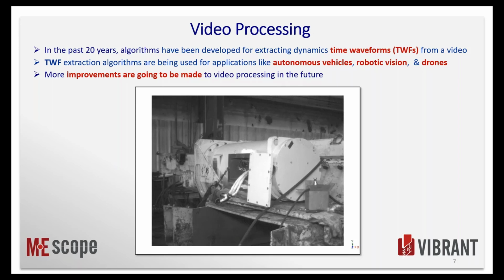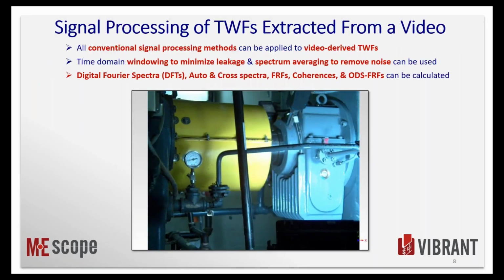We are using an algorithm in MEscope that's commercially available, and our competitors have either developed algorithms of their own, or they're using one from MIT, which was released years ago, worked on by students in the graduate school. So there's a number of algorithms, but these extraction algorithms are being used for autonomous driving of cars, robotic vision, and drones. So the technology is being utilized in a lot of different applications now. And as I said, it's going to just get better as time goes on.